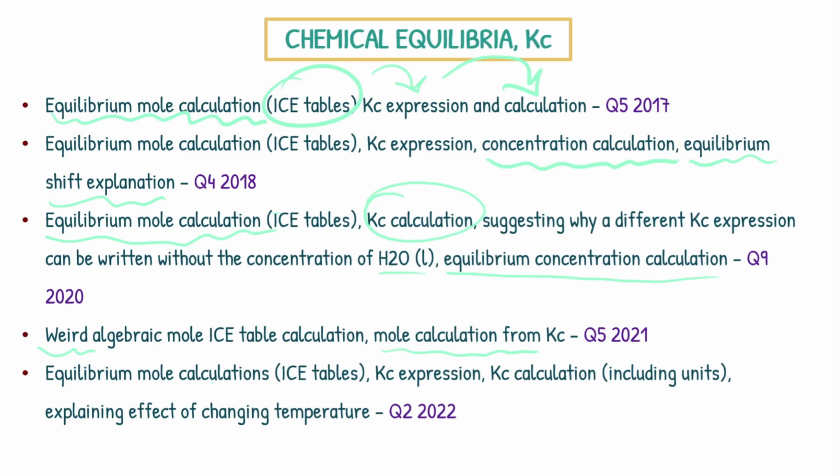Okay, lastly here, we have equilibrium mole calculation again, feeding into a Kc expression again, feeding into a Kc calculation where you had to include the units, and then explaining the effect of a change in temperature on the position of equilibrium, normally to do with the yield, right? That's normally what they're concerned with.